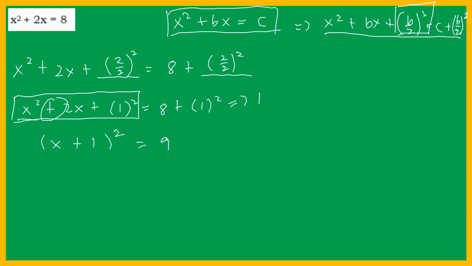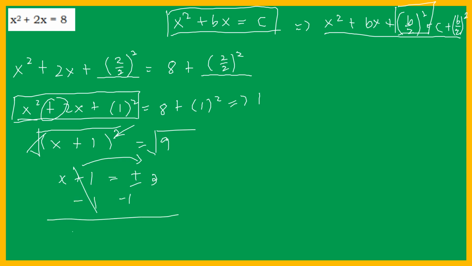Then, we can now do the extracting the square root, kasi x plus 1 squared na siya. So, pwede na natin siyang kunan ng square root. Cancel yung square root, cancel yung squared. So, we have x plus 1 is equal to the square root of 9, which is plus or minus 3. And then, solving for x, kailangan natin ilipat yung 1 sa kabilang side. To do that, we add negative 1 on both sides. So, cancel na to. That would be x is equal to negative 1 plus or minus 3.